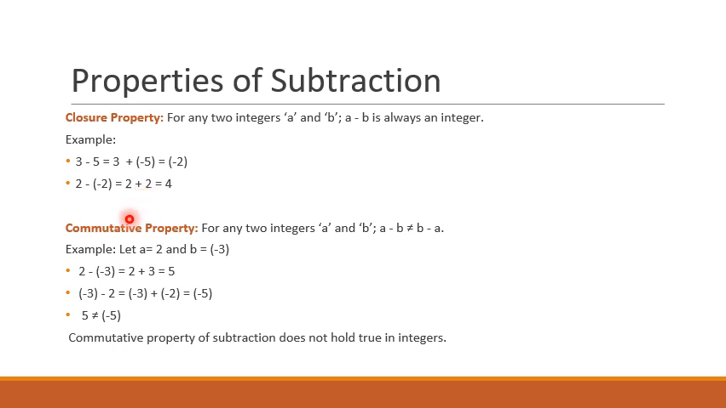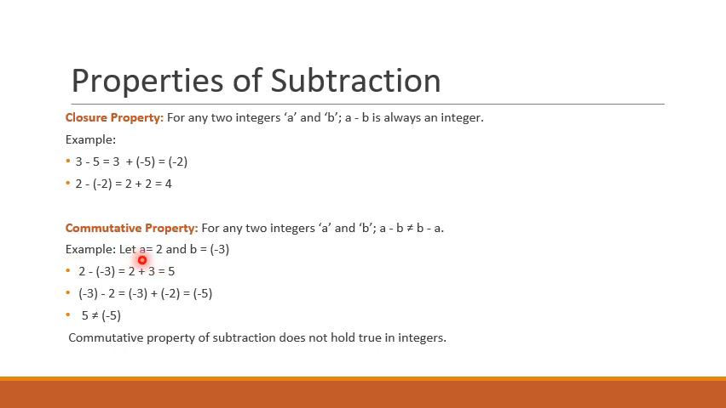So now move to the next property, that is the commutative property. It says for any two integers a and b, the difference a minus b is not equal to b minus a. So this sign here, equal to sign with a cross, it shows not equal to. So let's see with an example.